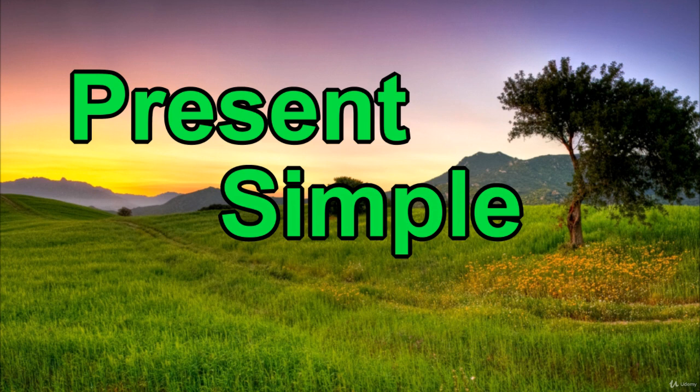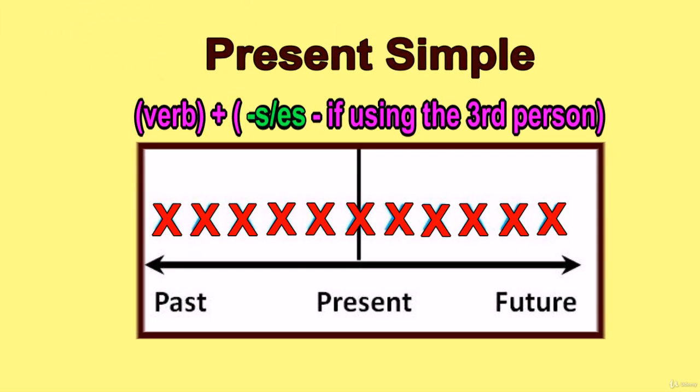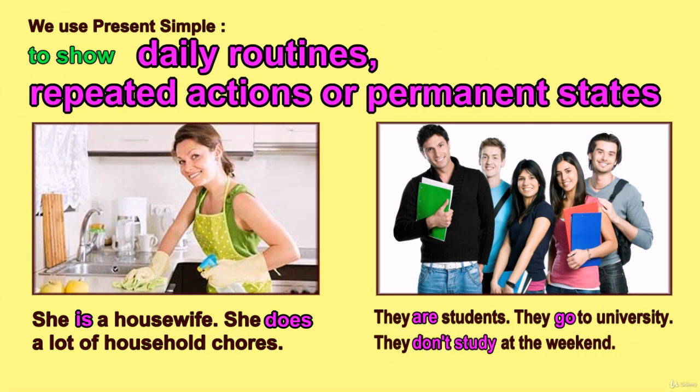Hello everyone, and welcome to our first lecture, the present simple tense. We use it to talk about events, actions or conditions that are happening all the time or exist now. First of all, we use it to talk about our daily routines, repeated actions or permanent states. Please study the following examples.